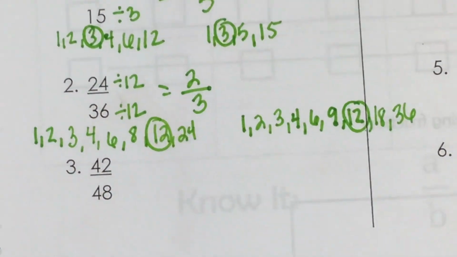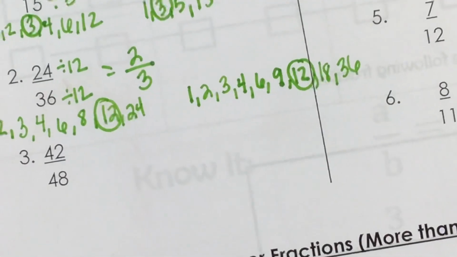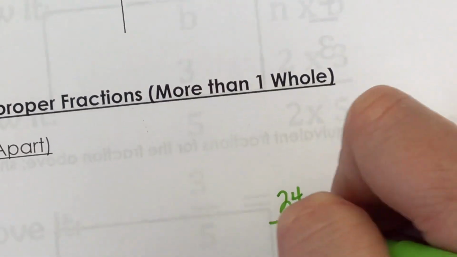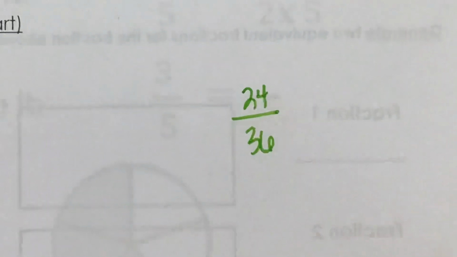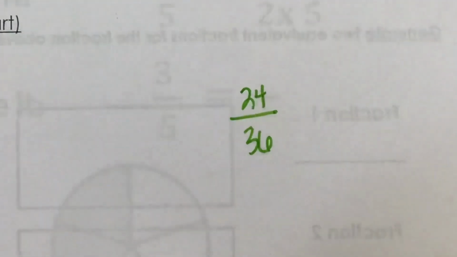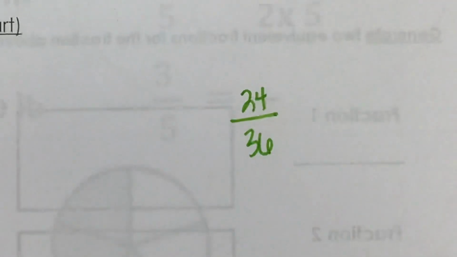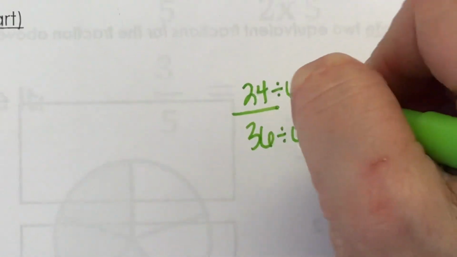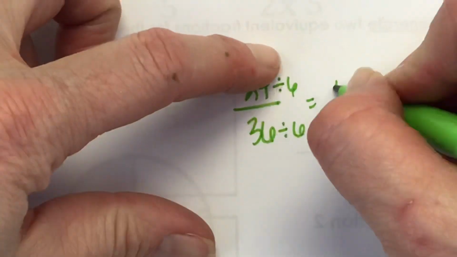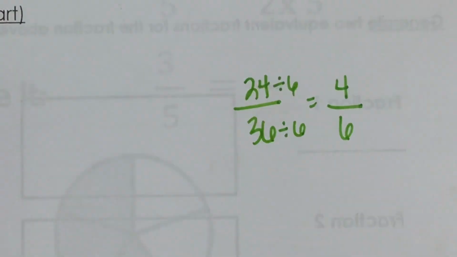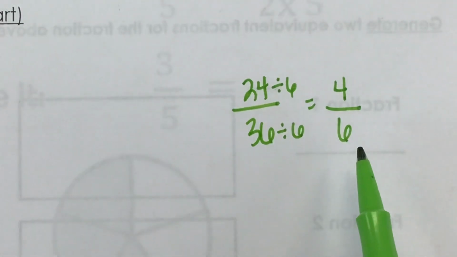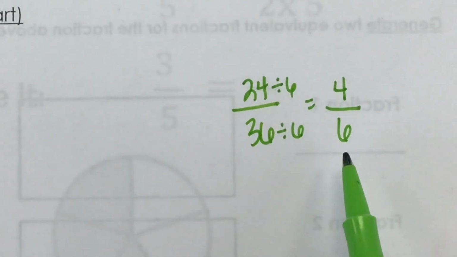3. Now, I just want to say this. I'm going to come over here. If I had the fraction 24 over 36, and maybe I didn't list all the factors, and I thought, oh, they can both be divided by 6. So I divide the top by 6 and the bottom by 6. 24 divided by 6 is 4. 36 divided by 6 is 6. It's important to look. Can I divide them both again? Yes. That means you didn't go big enough, and it's fine.